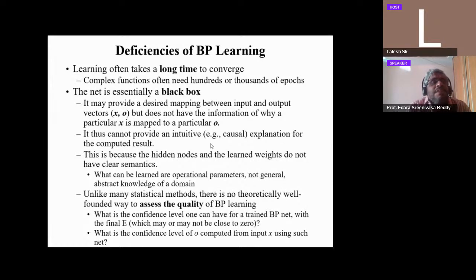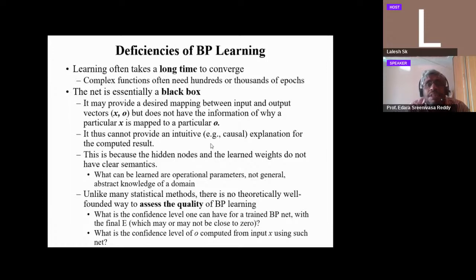And definitely at the same time it has limitations also. Learning takes a long time to converge. That's why I used momentum there. Even with momentum it has taken 20,000 iterations in the previous example we have seen. The momentum is 0.4 or something we have given, even then 20,000. The net is essentially a black box. It may provide a desired mapping between input and output, but does not have information on why a particular X is mapped to a particular output. The mapping is definitely there, but what type of mapping, we are unable to explain. So it cannot provide an explanation.